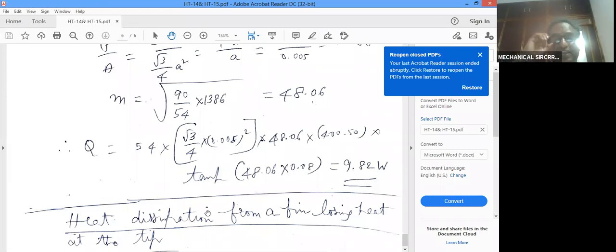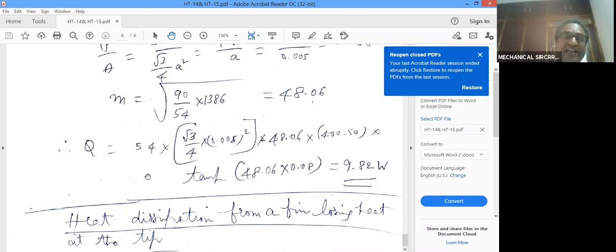But we have completed two cases. The first case, infinitely long pin. Second case, pin is insulated at the tip. Next, third case. So in the next class, we'll discuss the third case.